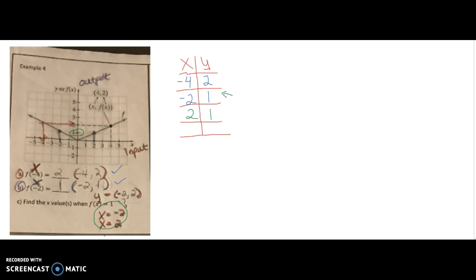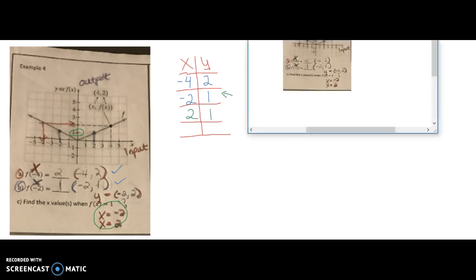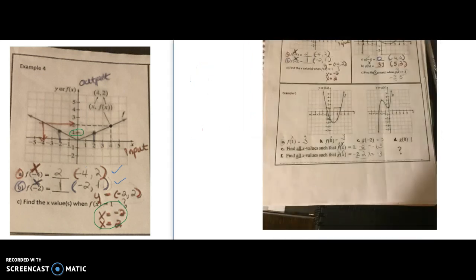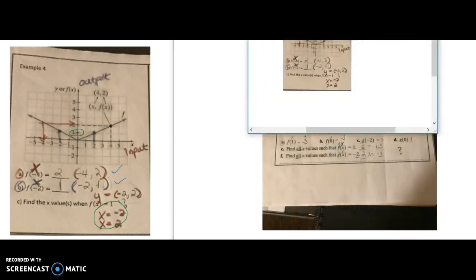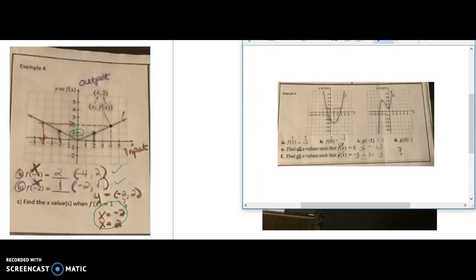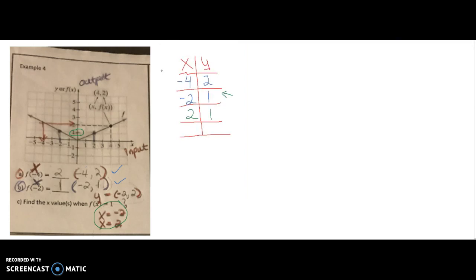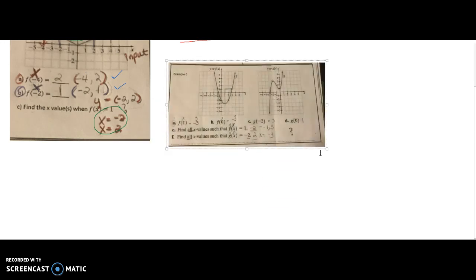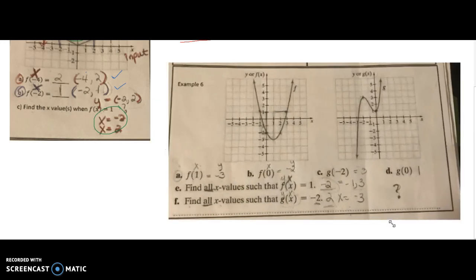Now let me pull up another picture for example 6. Just a second here. Let me grab example 6. Back here. Okay. So for example 6, let me grab this picture. Make it bigger.